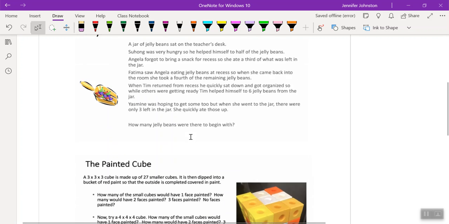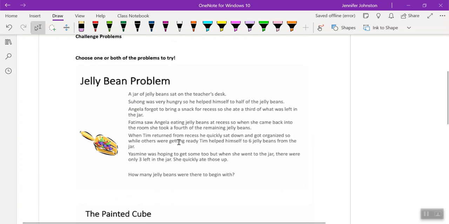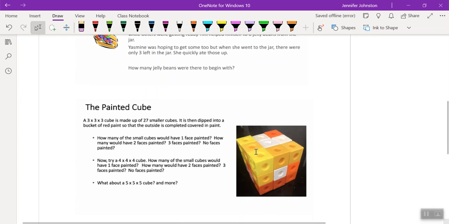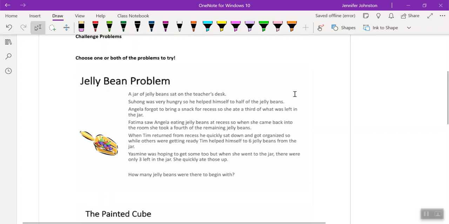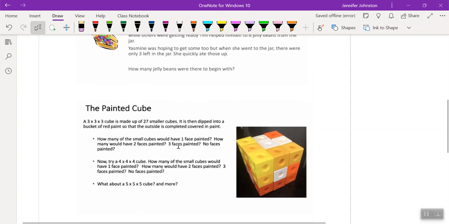So definitely try this problem, and then after you're done, you can definitely try the painted cube problem as well, and you will be handing this in tomorrow, Friday, in class. So you're trying one or both. If you're only doing one, I want you to do the jelly bean problem.